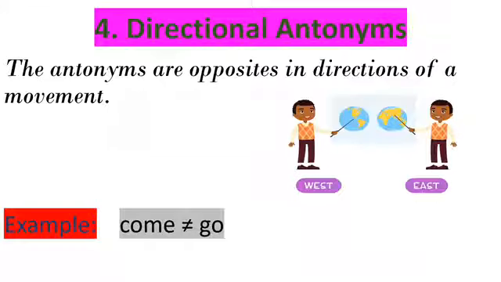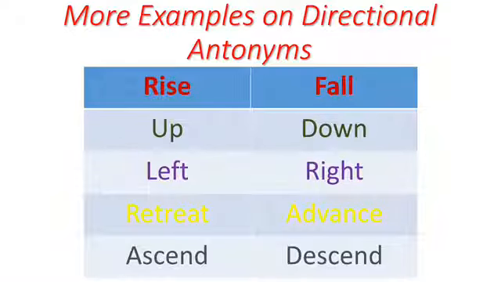Directional antonyms. The antonyms are opposite in directions of a movement, like west and east, come and go. There is a direction here. More examples on directional antonyms: rise, fall, up, down, left, right, retreat, advance, ascend, descent.